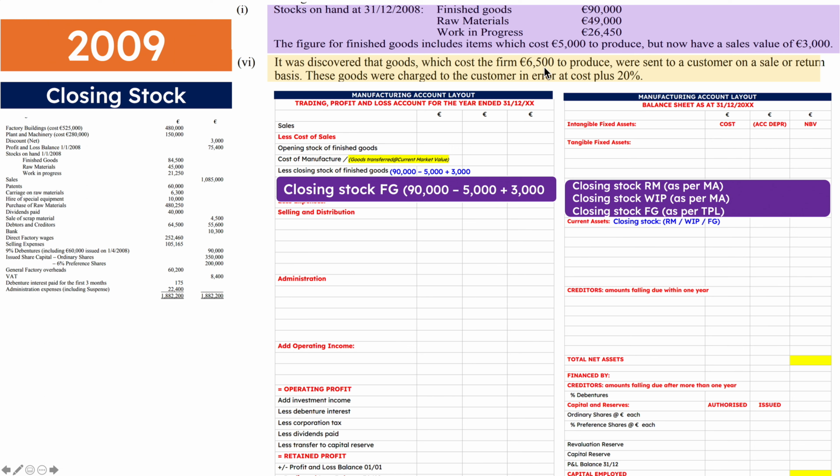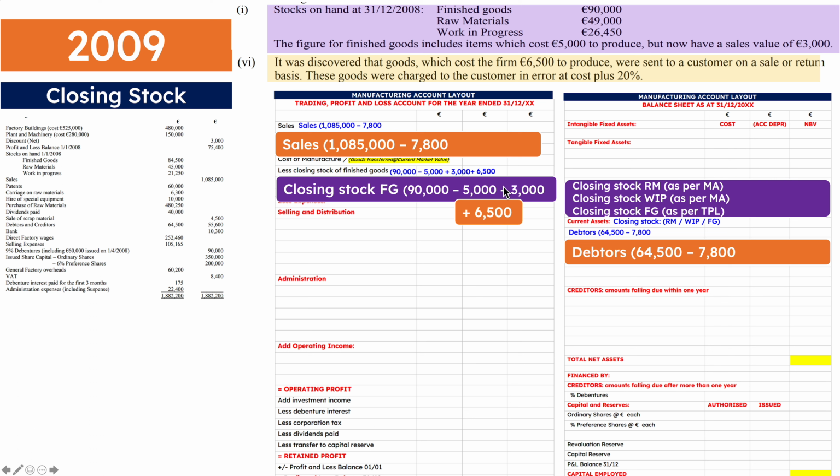So the 6,500 is the closing stock, so that will be added back to closing stock. So the bookkeeper recorded this as a credit sale by accident, so we need to unwind it. So we need to add the closing stock back, the cost of the closing stock back to closing stock. We need to subtract the selling price, 7,800, from sales and from debtors. How did I get the 7,800? It was the 6,500 multiplied by 120%. And that's the 2009.